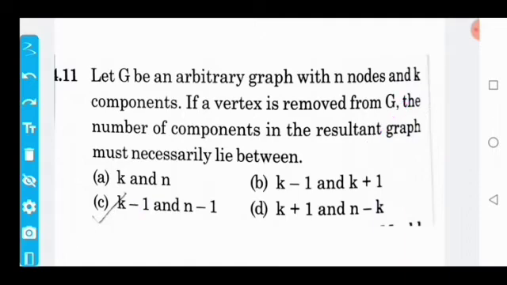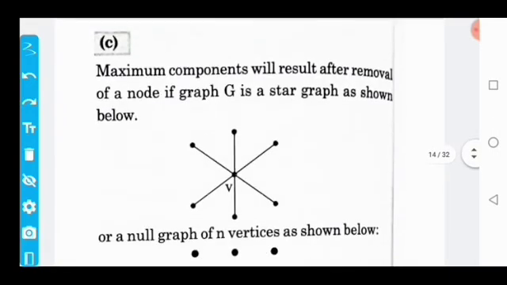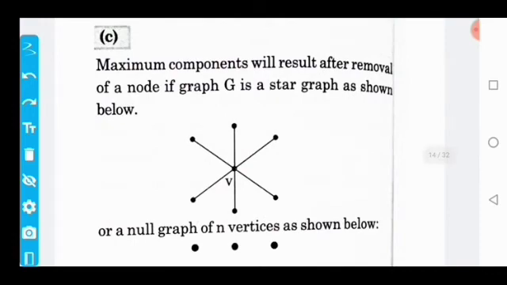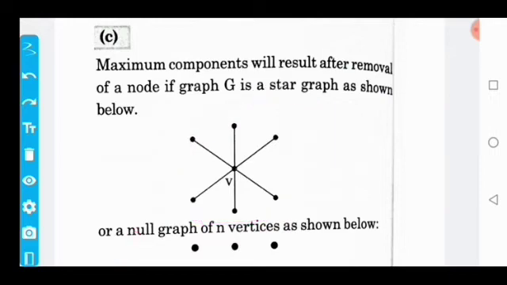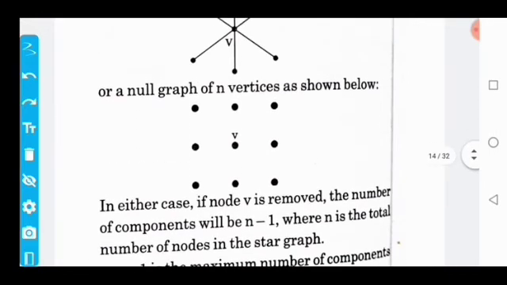Now come to the solution for more clarification of this question. The maximum number of components will result after the removal of a node if graph G is a star graph, which is given below. Now we see that a null graph of n vertices is shown below, that is this graph.